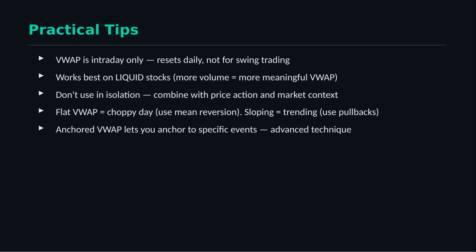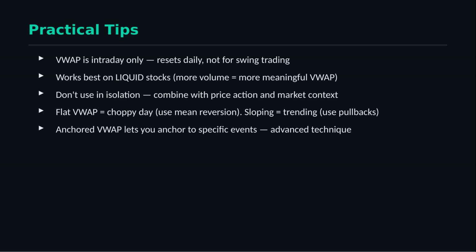Advanced VWAP users add standard deviation bands, typically 1 and 2 standard deviations above and below VWAP. These function like dynamic Bollinger Bands that are volume-weighted. The first standard deviation band captures where price is likely to spend most of its time on a normal day. The second standard deviation represents an overextension. Price has moved too far from the mean.